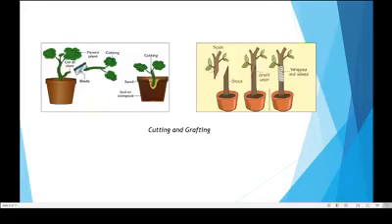These two are the modes of vegetative reproduction. This one is cutting, where you can see a part of a stem has been cut and then rooted into the soil, and afterward it develops as a new plant. This particular diagram is of grafting, where this one is the stalk, a rooted plant, and the other part from another plant or other species is called the scion. Afterward, these two are joined together and they behave as a new plant.